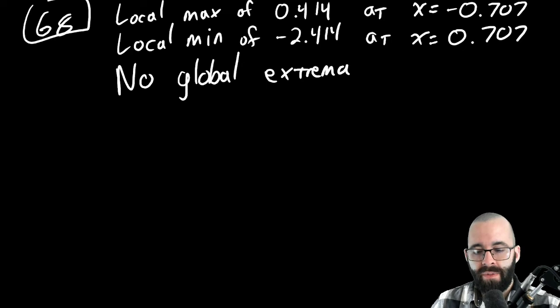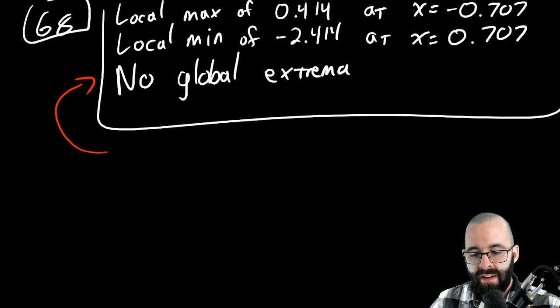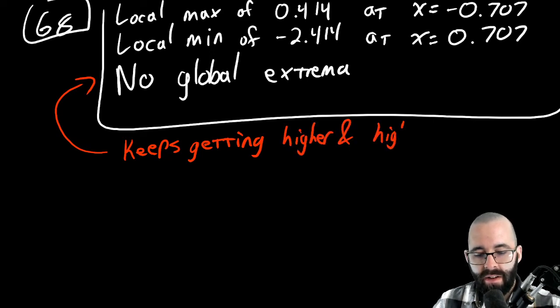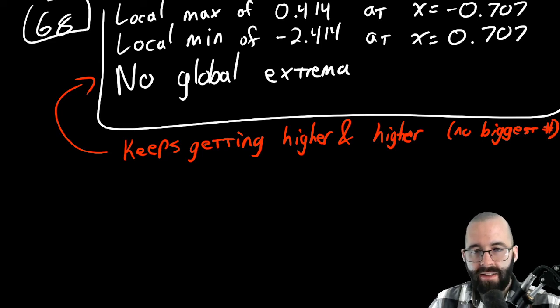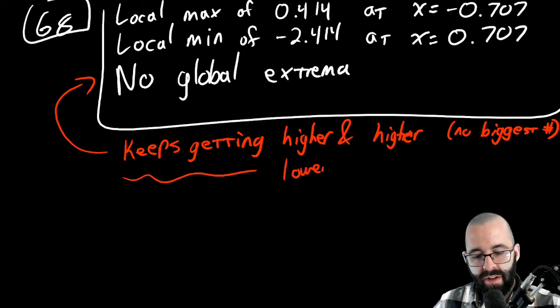It gets as high or as low as we want, right? Keeps getting higher and higher. There's no biggest number. And the same thing for the minimum. Keeps getting lower and lower, etc. All right, that's how you kind of approach these ones. Let me know if you have more questions on these ones.